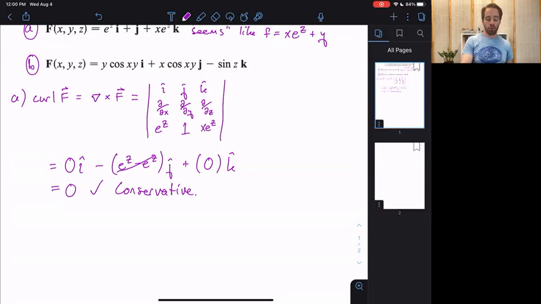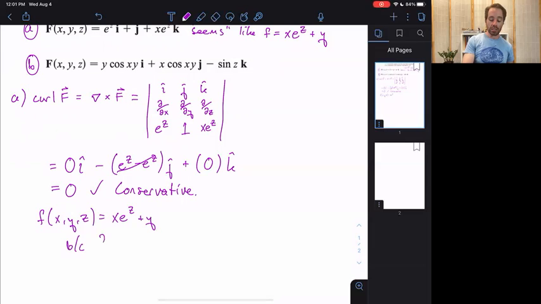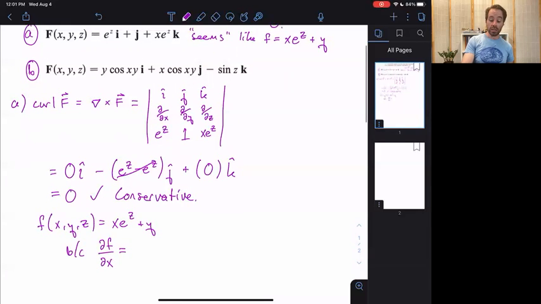I think we can just say f of x, y, and z is a little bit obviously going to be x e to the z plus y. And this is because in that situation, partial f partial x would be e to the z, wouldn't it? And partial f partial y would be 1, and partial f partial z would be x e to the z.